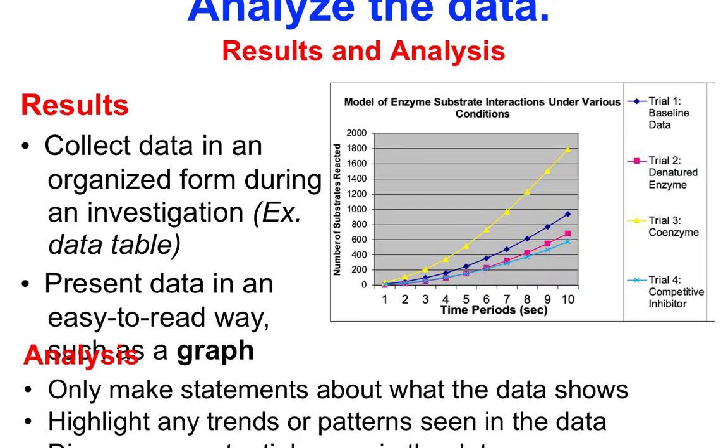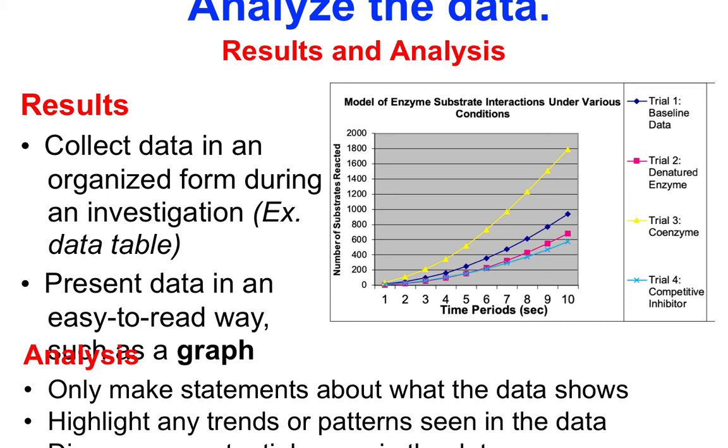So here we're going to analyze the data and the results of our running situation in our experiment. For results, you're going to collect all the data and organize it in an investigative fashion, like a data table or a graph, which is always acceptable. Then you want to present the data in a very easy to read way, like a graph where things just stand out. You don't want to act like you're hiding anything from your reader or your fellow scientist.